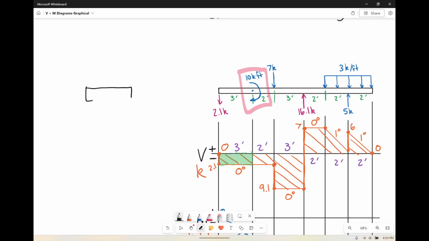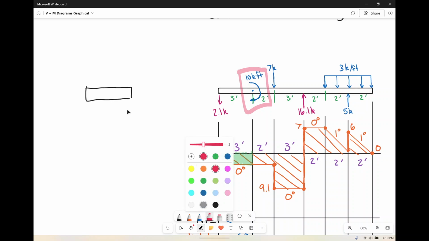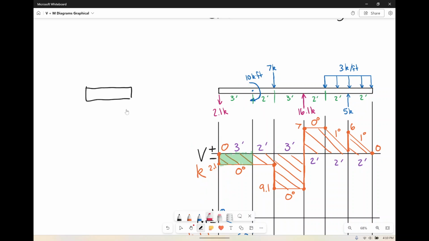I'm going to take a look at right here. If I just cut it right here and just consider this beam right there, what shape am I getting? I'm just going to use my brain here and say that I've got 10 kip feet going this way. If I have 10 kip feet going that way, statics reaction says you've got another 10 kip feet going this way, right?